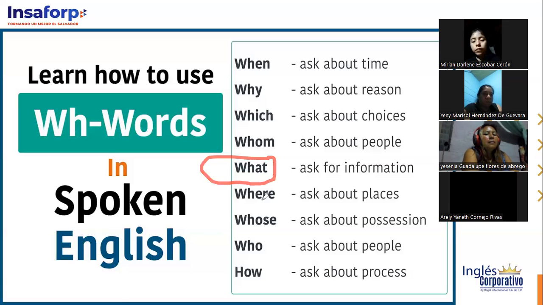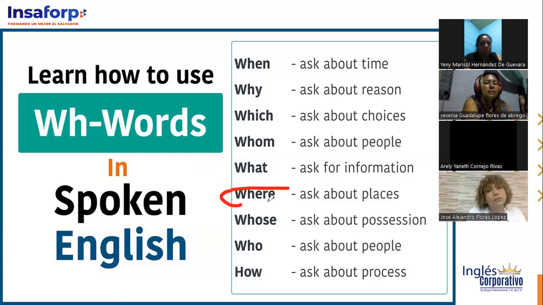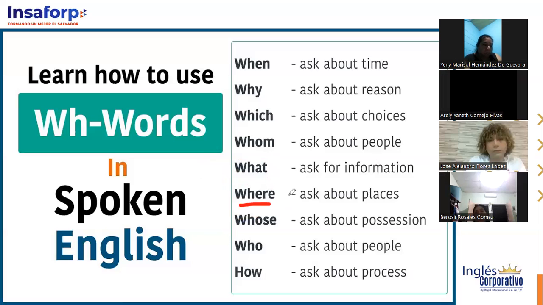Okay, Yesenia. When do we use "where"? Where to ask about place. Okay, we're going to use "where" to ask about places. Jose Alejandro, when do we use "whose"? Ask about possession. To ask about possessions. Okay.